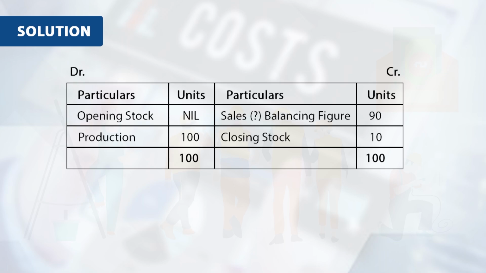Let us prepare production account. On the debit side, we will write opening stock and production. Opening stock as nil as it is not given and production as 100 units as it is given in the example. Closing stock given as 10 units we will write on credit side and therefore, the balancing figure of 90 units will become our sales unit. So, from production account we have calculated sales unit of 90.